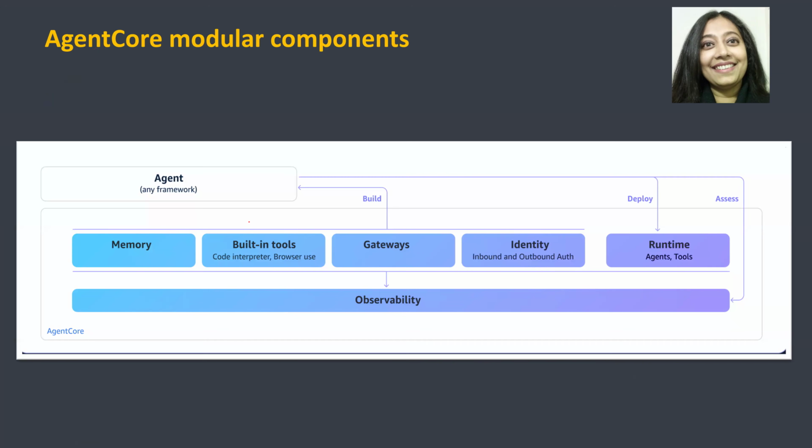This was the image that I had shared in part 1. And then from parts 2 to 6, we focused on runtime. But this is part 7, and in part 7, we are going to focus on memory, this particular modular component of AgentCore.